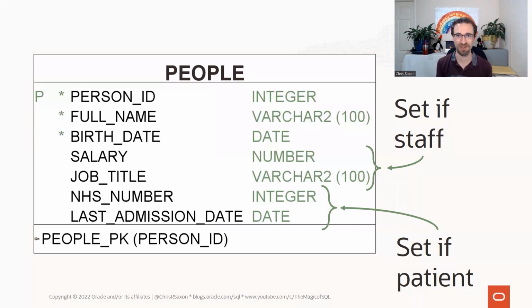We have to do something funky to check that they are all not null, or they are all null, one or the other. It's a bit of a fiddle, bit of a faff, particularly if we've got lots of these columns.